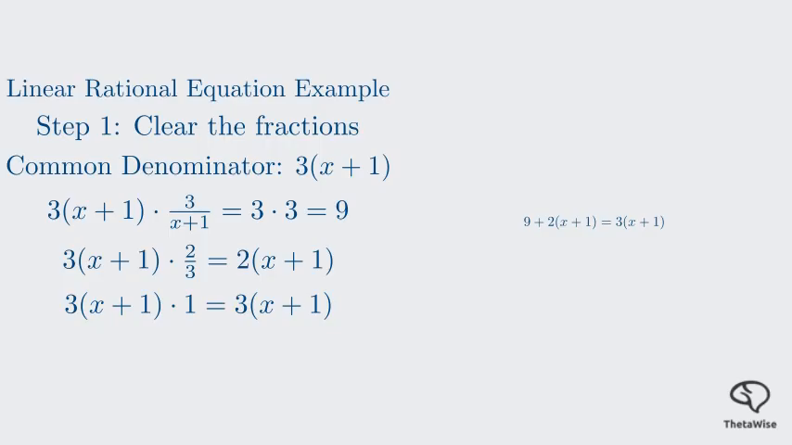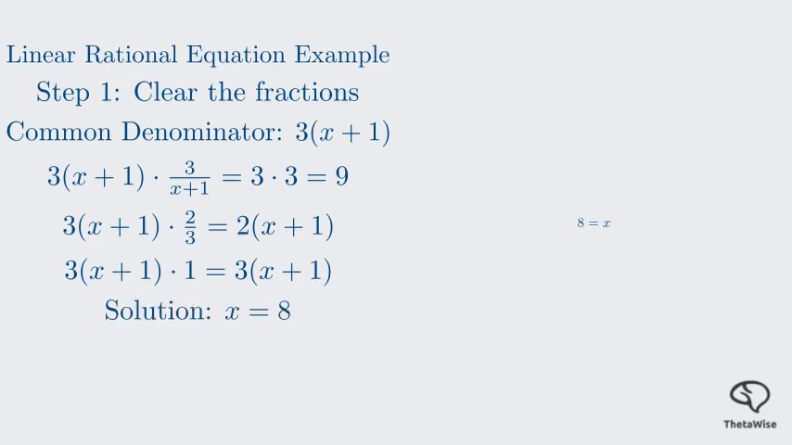Let's expand the brackets. On the left, 2 times x is 2x, and 2 times 1 is 2. On the right, 3 times x is 3x, and 3 times 1 is 3. Combining 9 and 2 gives us 11 plus 2x equals 3x plus 3. Subtract 2x from both sides to gather our x terms. We get 11 equals x plus 3. Finally, subtract 3 from both sides. We find that x equals 8. We have successfully met our first objective by clearing the denominators, and our second by solving the linear result.